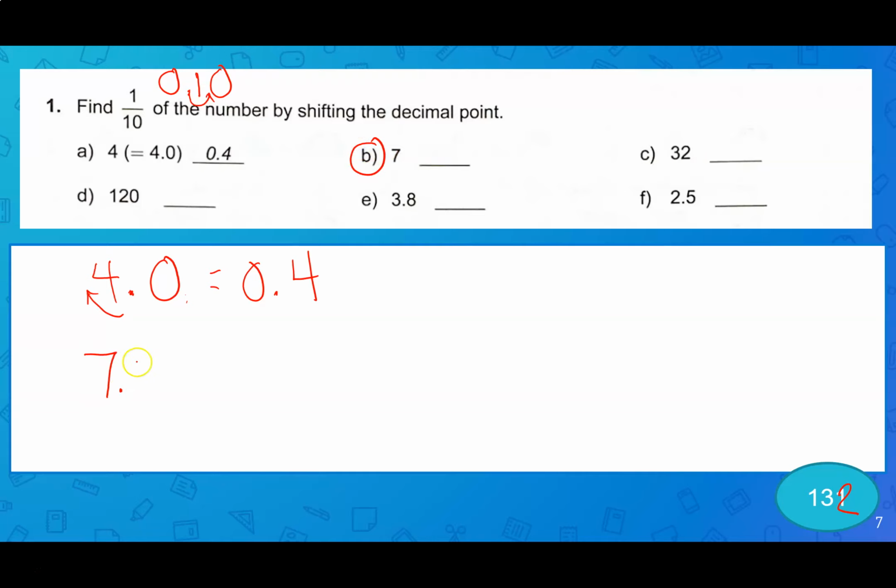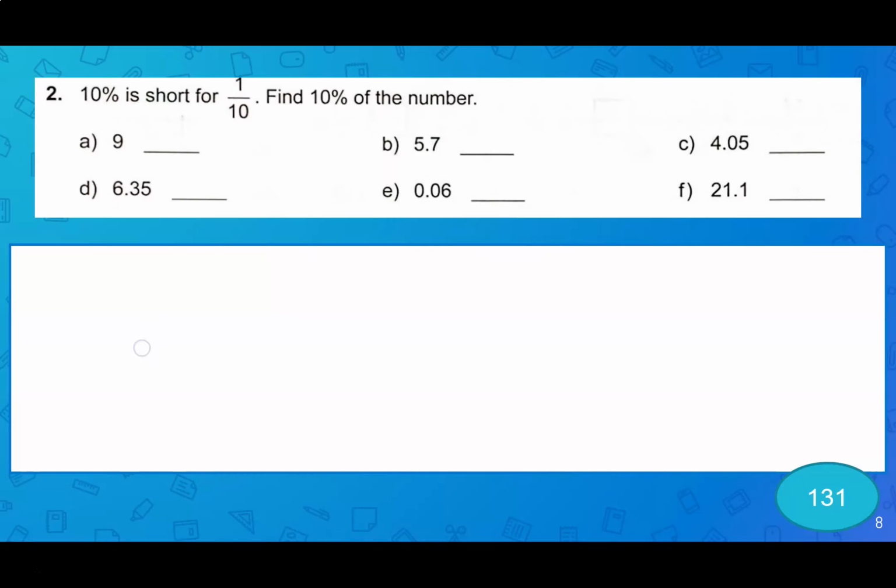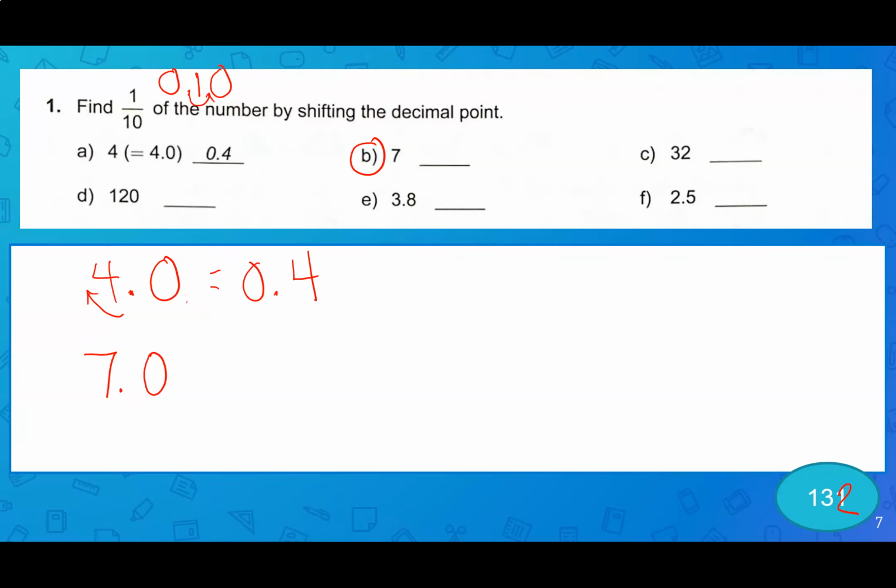So let's try part B, 7. So 1/10 of a number, you can think of that like you have 10 groups. Maybe you have $7 and you're splitting it between 10 people. How much money would each person get? Well, they certainly wouldn't get $70. They would get less than $1. So let's see. Let's move the decimal 1 spot, and we get 0.7.